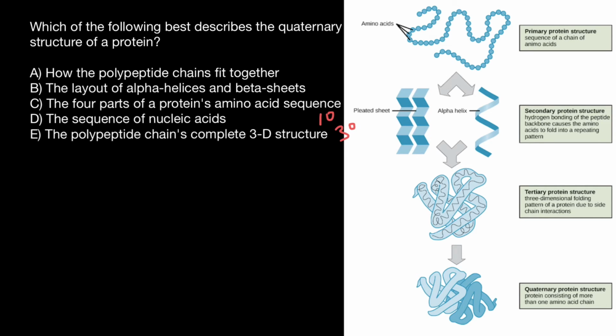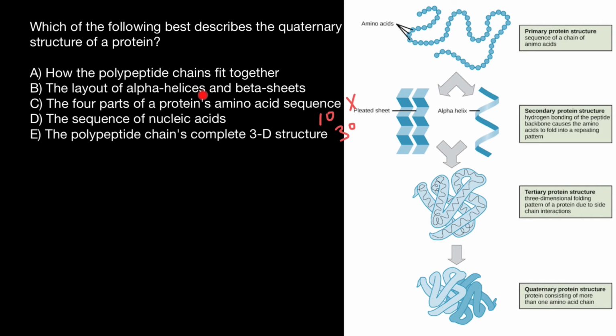Now let's check answer C, the 4 parts of the protein's amino acid sequence. This description is just too vague. We can apply 4 parts to actually any of these structures: primary, secondary, tertiary, and quaternary. So we just have to ignore this variant.